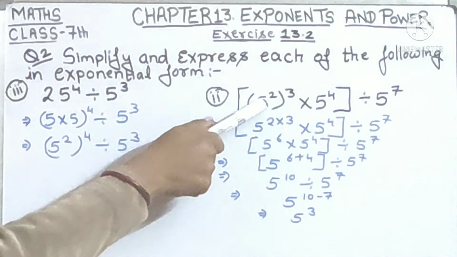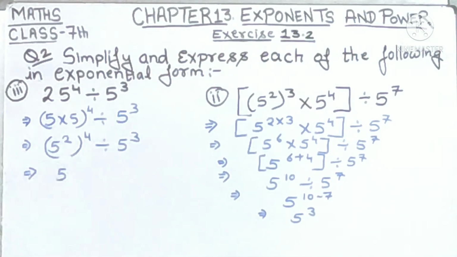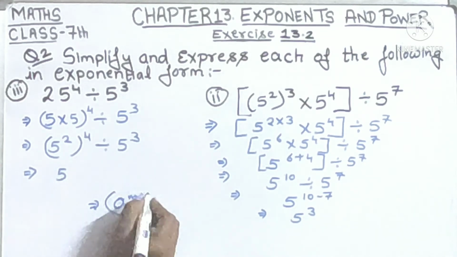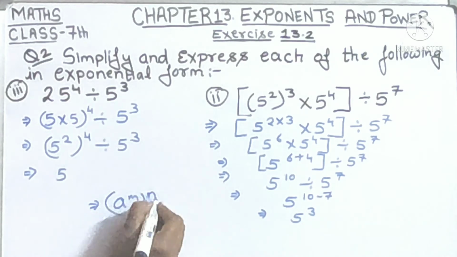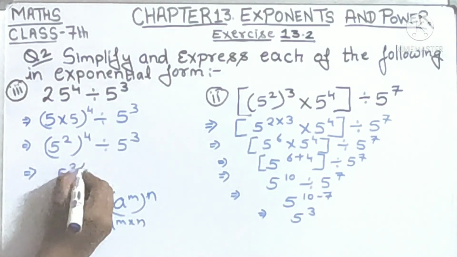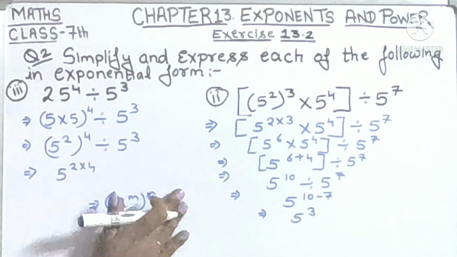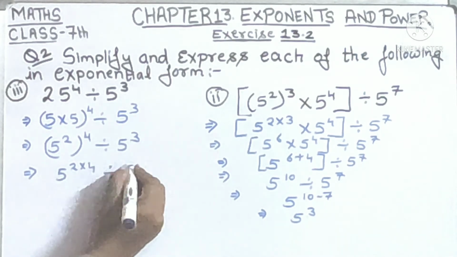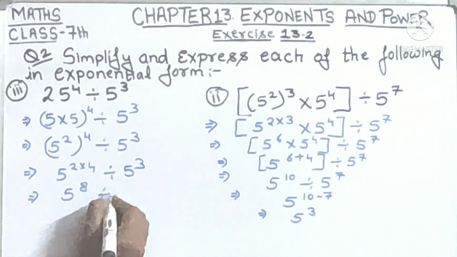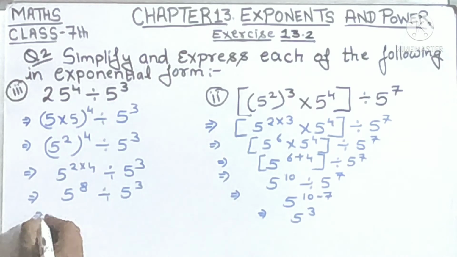Now we got something like this. Now the two powers are there. These two powers will be multiplied, according to the laws of exponents. We have this law: (a^m)^n, whole raised to the power n, means a^(m×n). So this law we have to use here, meaning 2 into 4, divided by 5^3. Now 4 2s are 8, divided by 5^3.